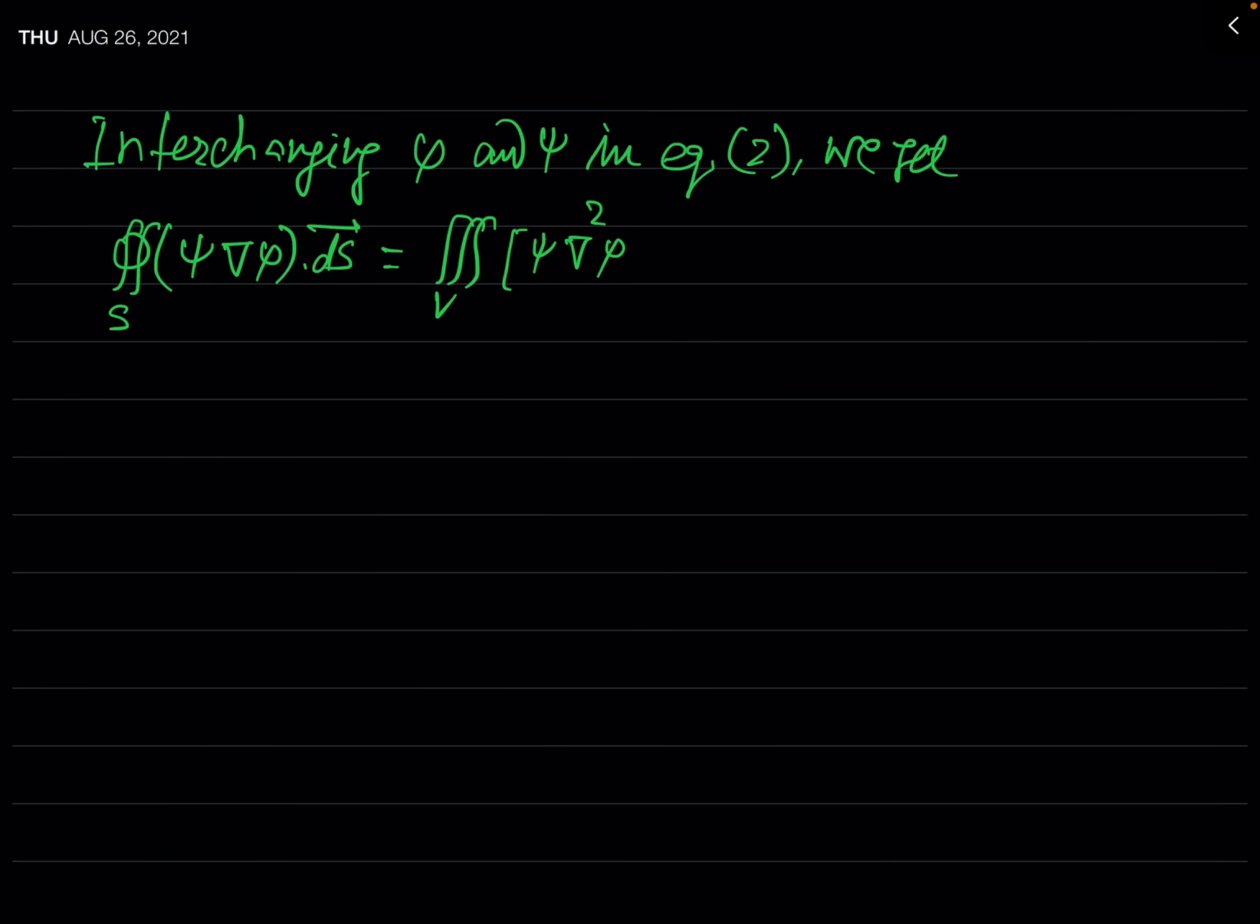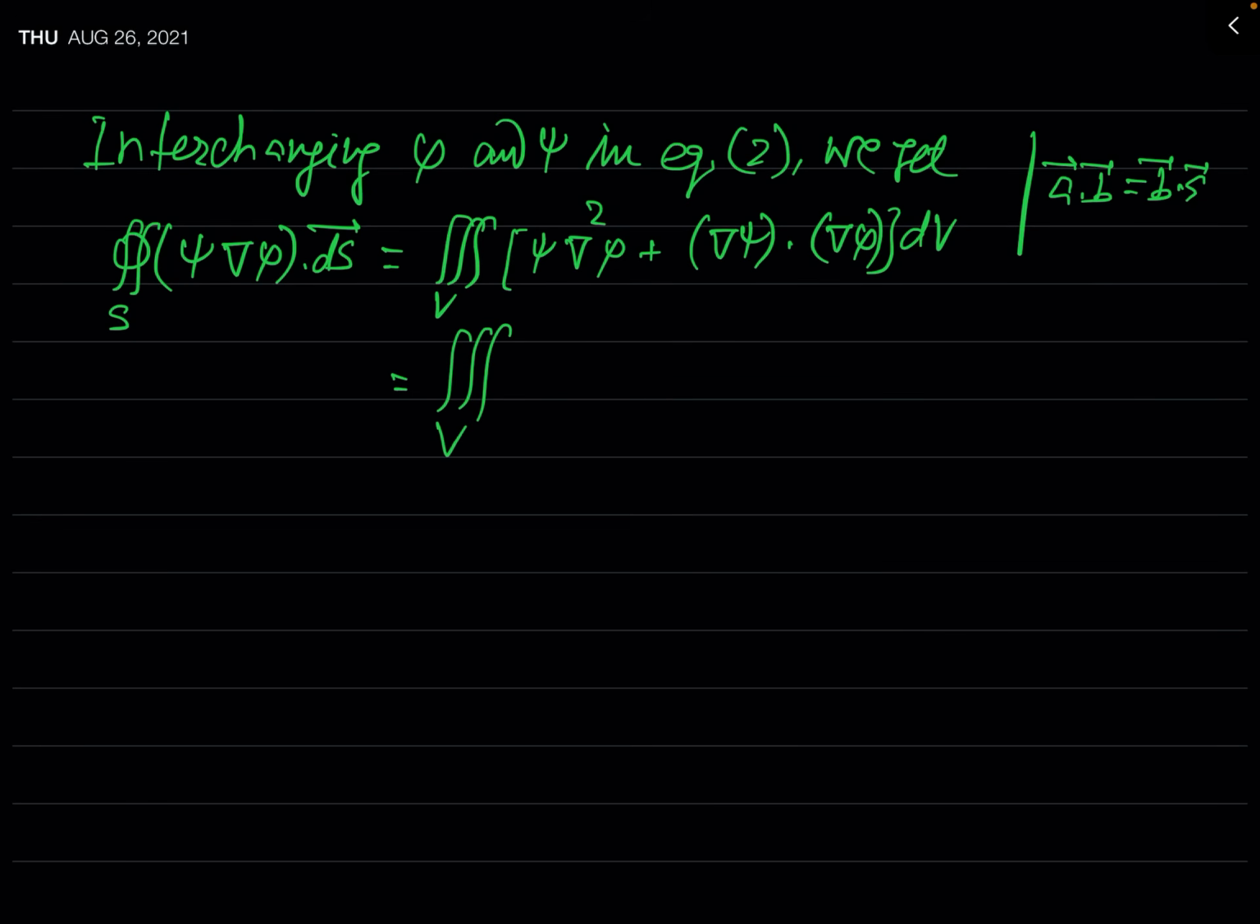Del psi dot del phi plus del psi dot del phi dV. But you know, the scalar product of two vectors is commutative. It means that A dot B is equal to simply B dot A. So this del psi dot del phi will be equal to del phi dot del psi. So we can also write it in this way.